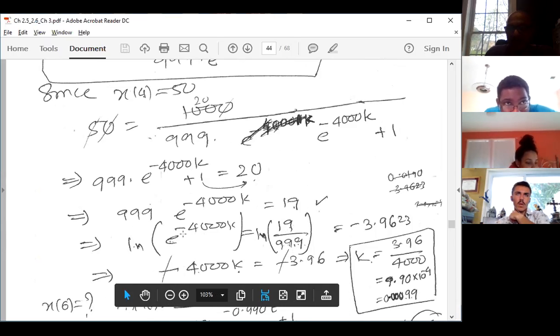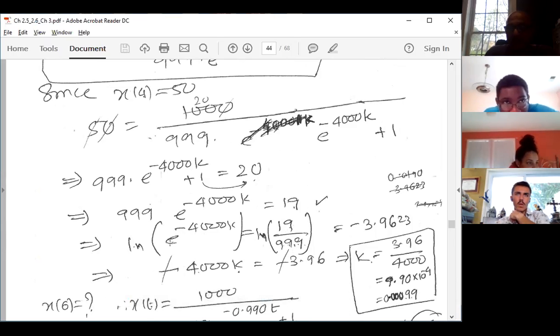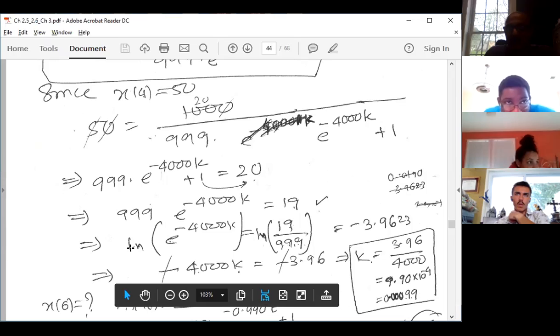I don't want my e over here. Without removing this e, I can't find my k. And that's why I'm taking the help of ln functions on both the sides. So ln over here. ln and exponential functions are inverses of each other, so they will get cancelled out. Negative 4000 k equals ln of this one. Use your calculator and you are getting negative 3.9623.